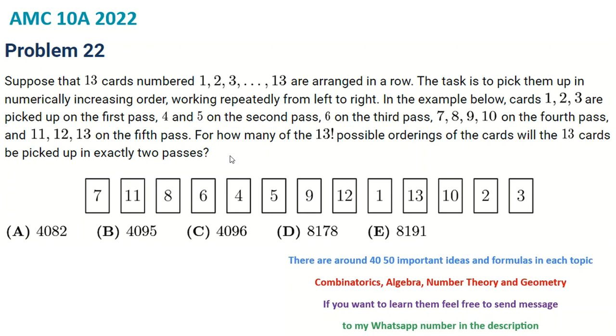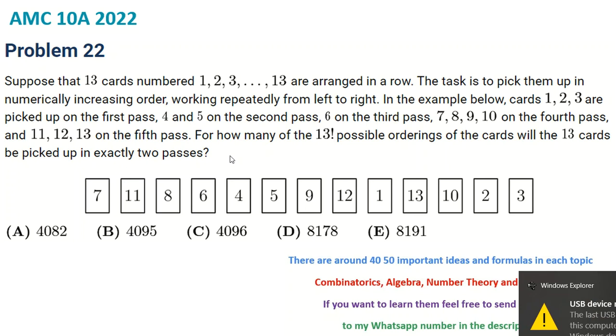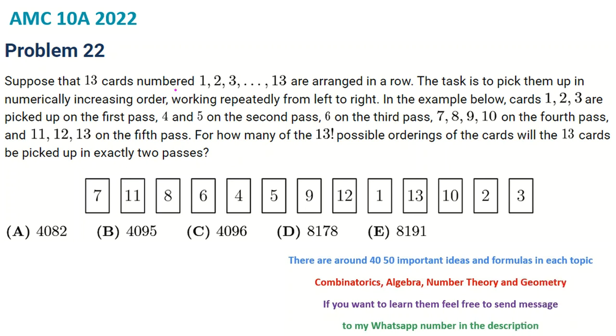It says: suppose that 13 cards numbered 1 to 13 are arranged in a row. The task is to pick them up in numerically increasing order, working repeatedly from left to right. In the example below, cards 1, 2, 3 are picked up on the first pass.